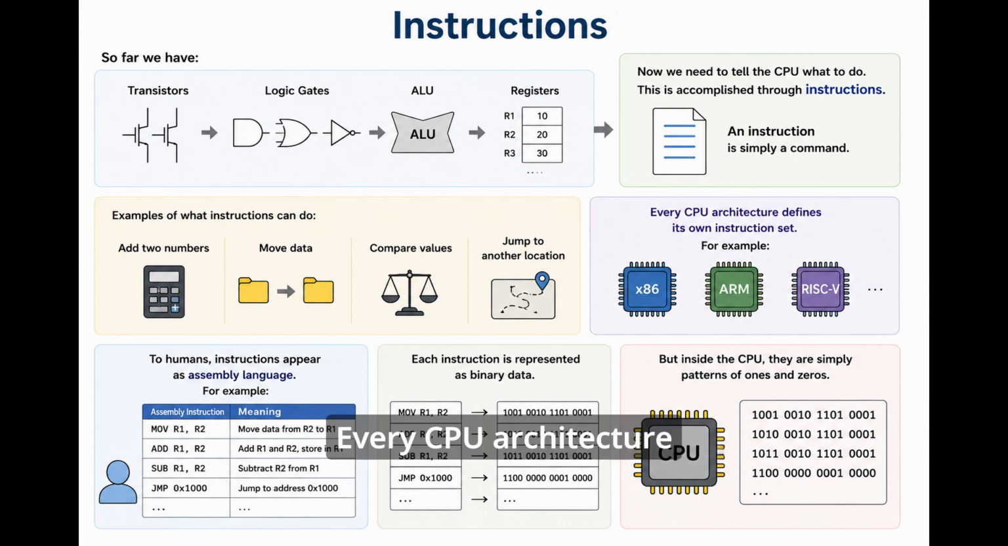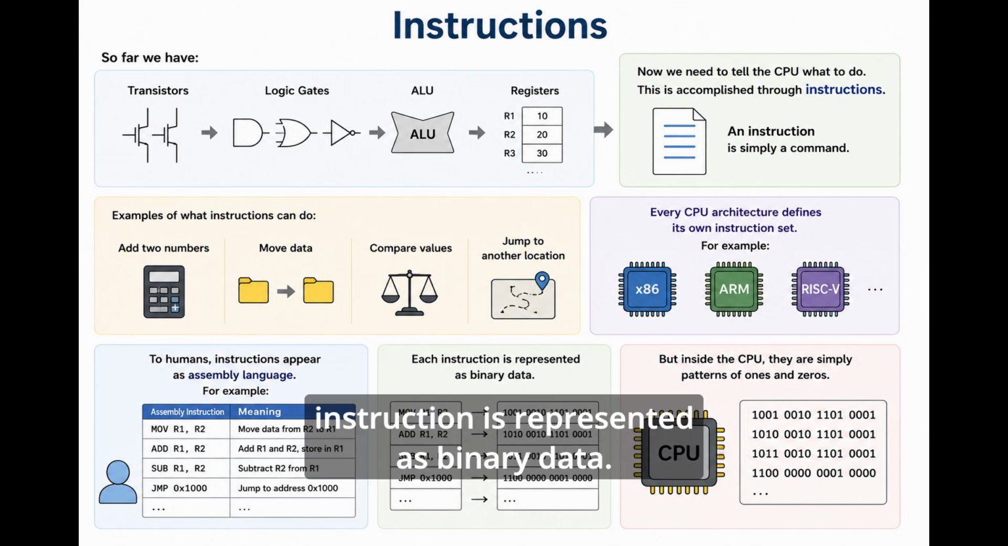Every CPU architecture defines its own instruction set. For example, x86, ARM, RISC-V. Each instruction is represented as binary data.